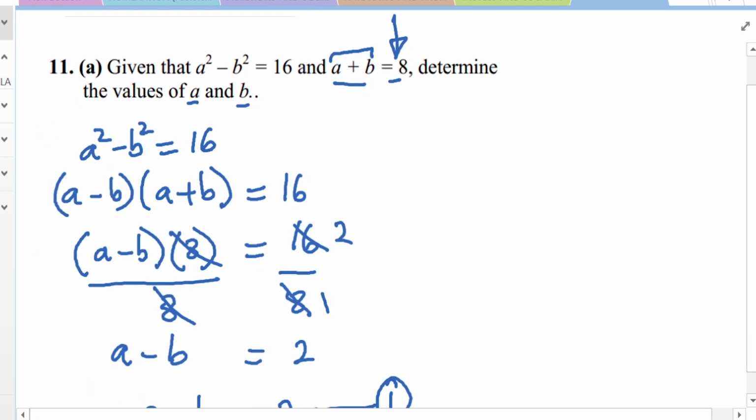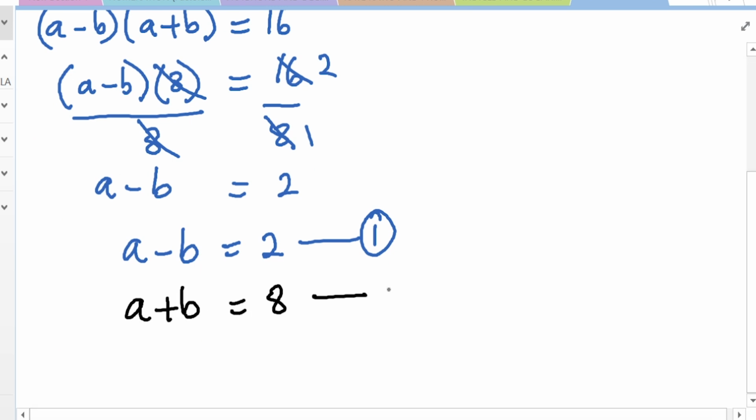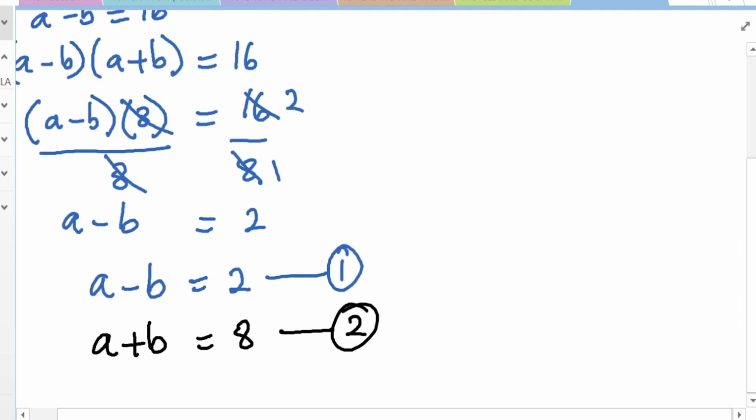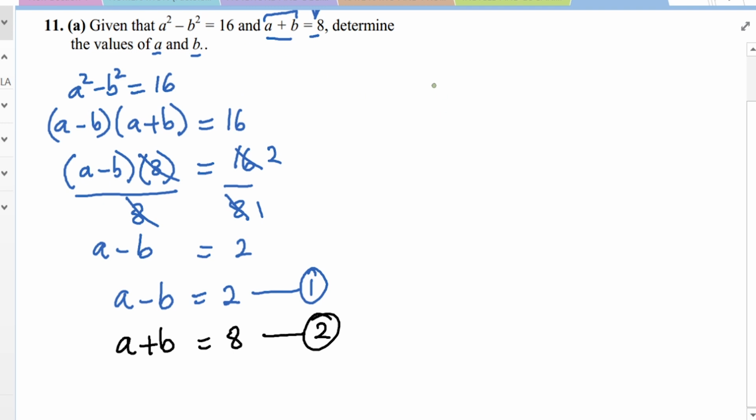But remember, we've also been told that a plus b is equal to 8. Remember, we have been told in the question that a plus b is equal to 8. So that's our expression 2. So we deal with those two expressions to find our value of a. These are like two simultaneous equations. We deal with them to find our values of a and b. So from there, we know that a minus b is equal to 2, and we also know that a plus b is equal to 8.